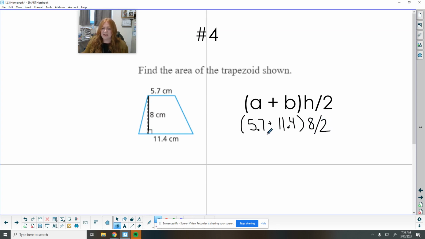So go ahead and add 5.7 and 11.4. Multiply by 8. Don't forget to move your decimal. And then divide by 2. Make sure your decimal goes straight up. That will tell you that answer in centimeters squared.